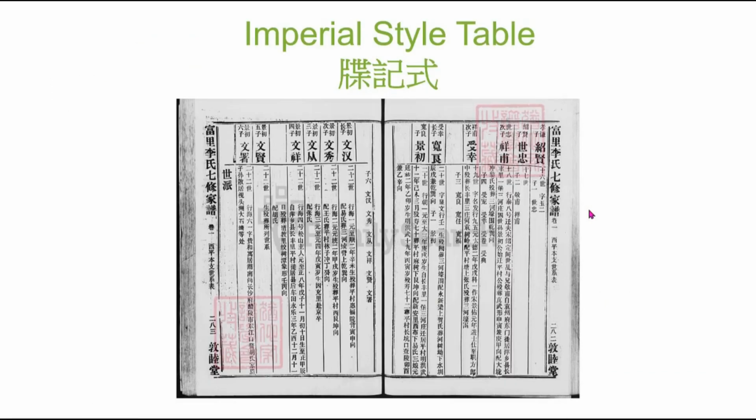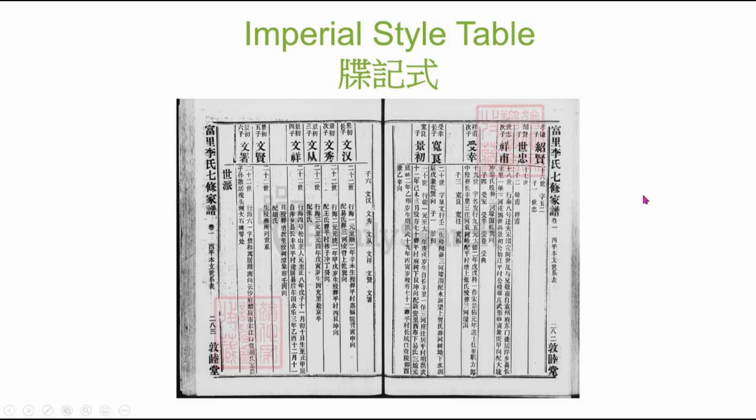This is the meat of the Jiapu, where we can find information of each individual ancestor. This particular style of Jiapu is called the Imperial style table. Notice you read this Jiapu from right to left. And on the top in bold are the name of the individual. Now, again, in a patrilineal system, they usually just record the male members of the family. So here are the names of the sons. And underneath each column is individual information pertaining to this person.